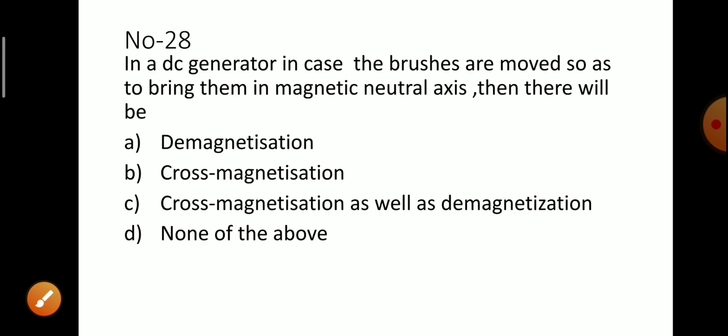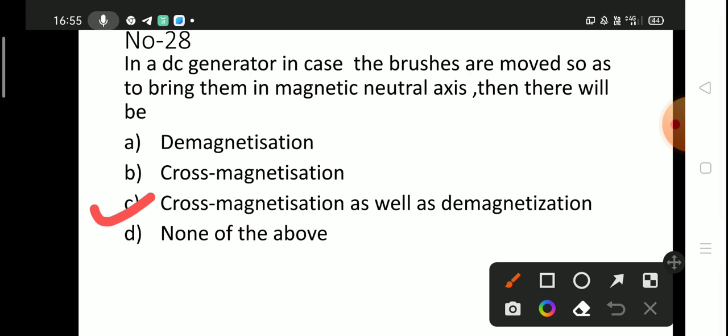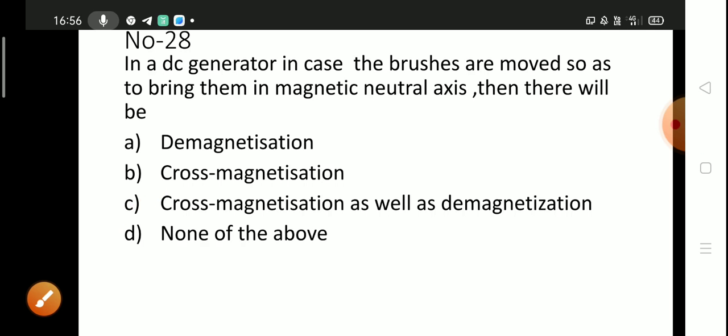Question number 28. In a DC generator, in case the brushes are moved so as to bring them in magnetic neutral axis, then there will be: A. Demagnetization, B. Cross magnetization, C. Cross magnetization as well as demagnetization, D. None of the above. And the right answer is C. Cross magnetization as well as demagnetization.